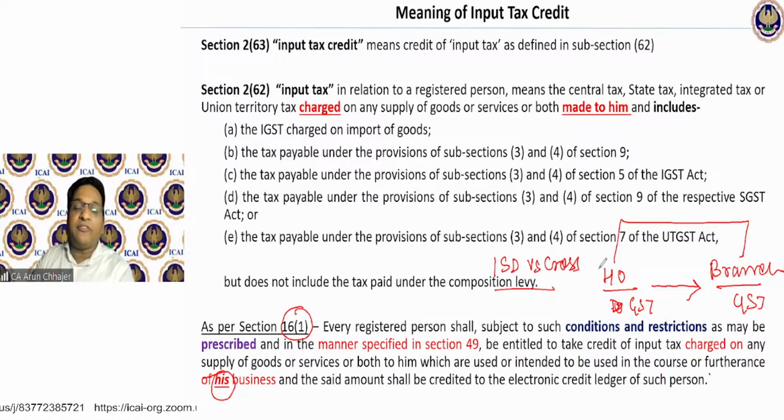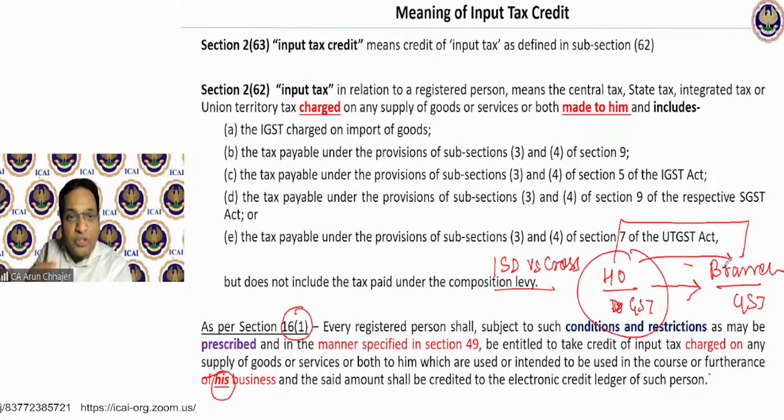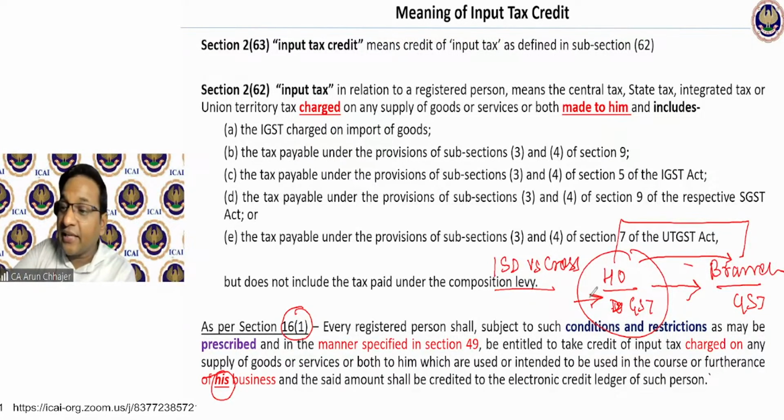So normally, if it is a service, then head office can transfer the input tax credit through the ISD mechanism. But what happens if it is goods? We know that there is a concept of cross charge, that HO can transfer the ITC by way of billing to the branches. Ultimately, what I would like to highlight is that HO cannot retain the ITC if it is not related to his business, because 16(1) talks about his business.